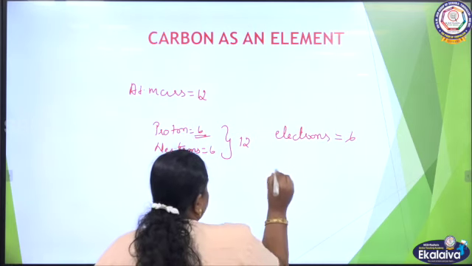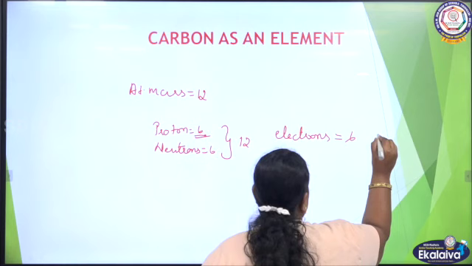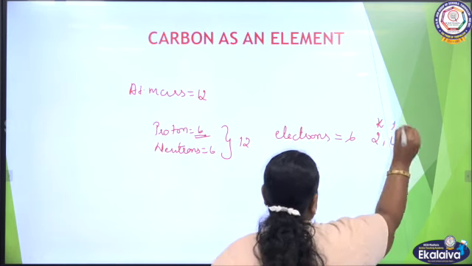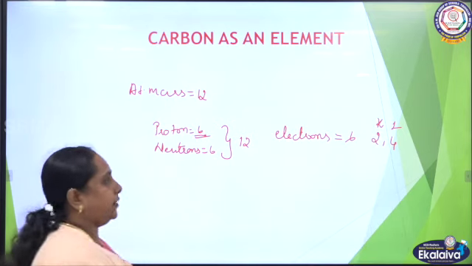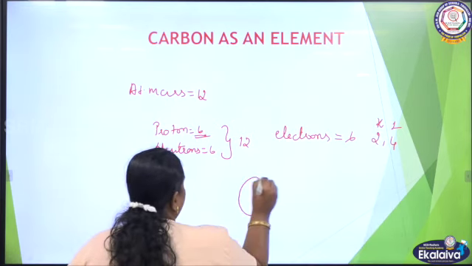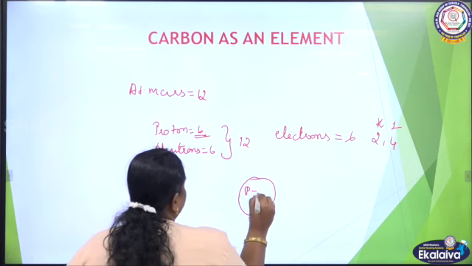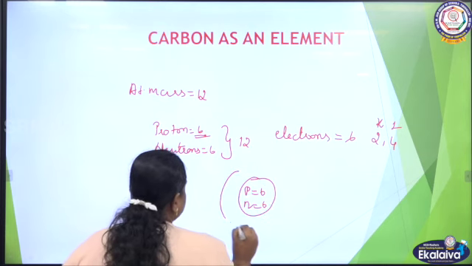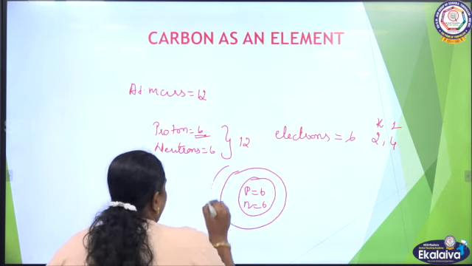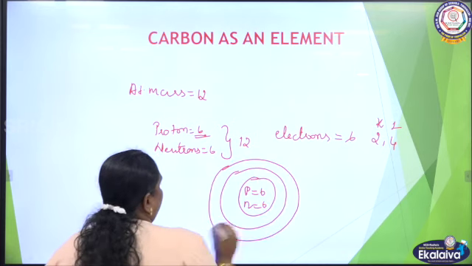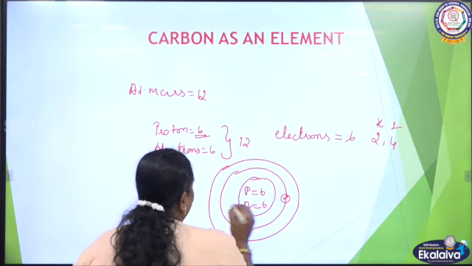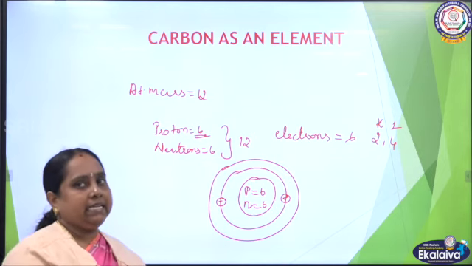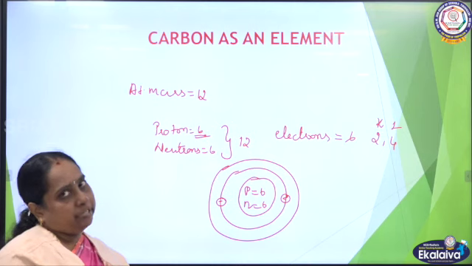If we write the electronic configuration, we get 2, 4, which shows that in the K shell 2 electrons are there and in the L shell 4 electrons are there. If you draw the atomic structure of carbon, the nucleus contains 6 protons and 6 neutrons, and then there will be 2 orbits, and the first orbit contains 2 electrons. Once we fill the inner shell completely, the other electrons should be filled in the outer shell.